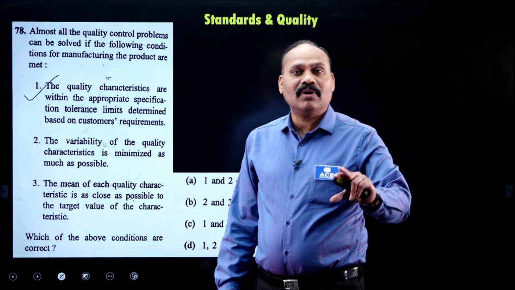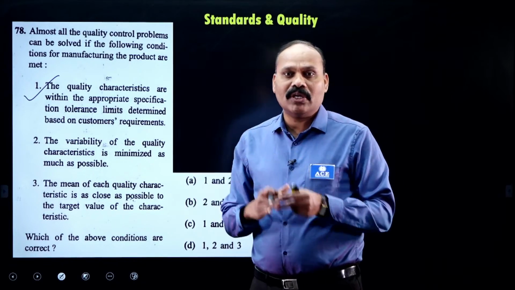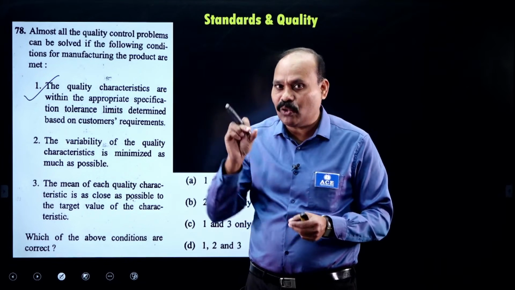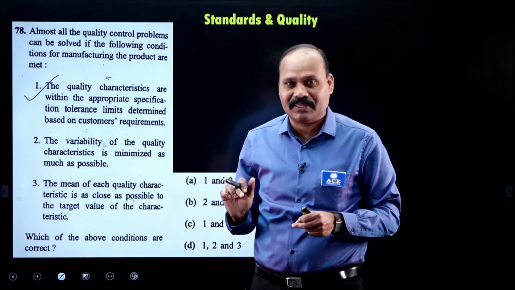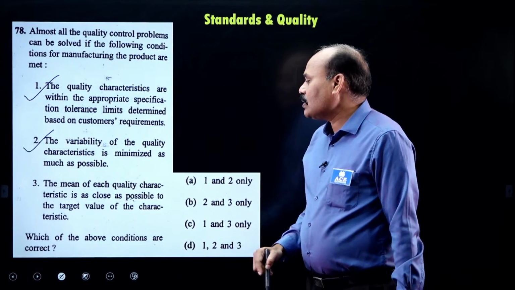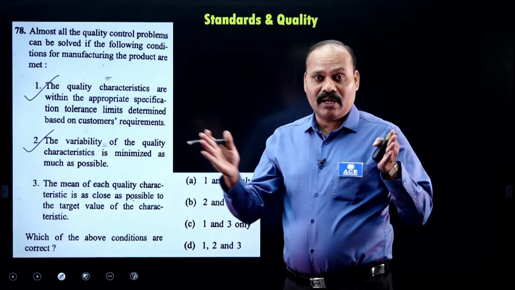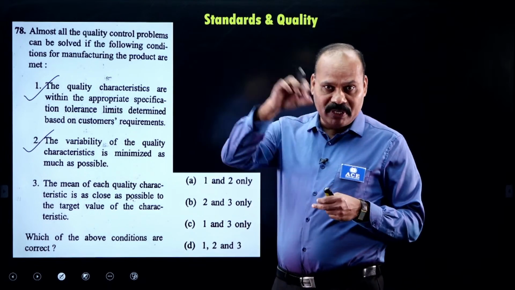The variability of the quality characteristics is minimized as much as possible. Actually, Six Sigma or any quality management or TQM is only using the concept of how to reduce the variation. Six Sigma is basically how to reduce the variability or maybe standard deviation. So this is correct. The mean of each quality characteristic is as close as possible to the target.